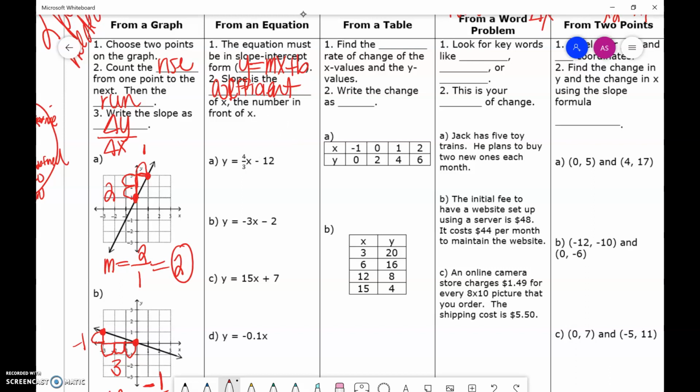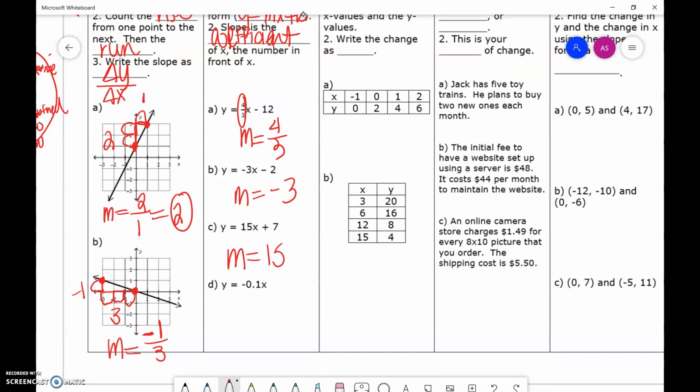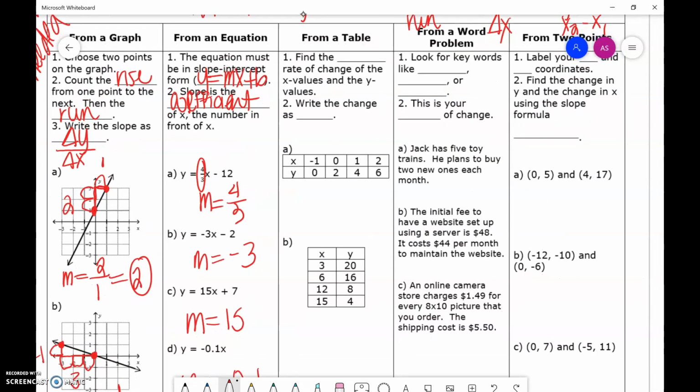So here, the number before x is 4 over 3, so that's pretty easy. 4 over 3 is your slope, positive 4 over 3. Here, your slope is going to be negative 3. Here, your slope is 15. And here your slope is negative 1/10.